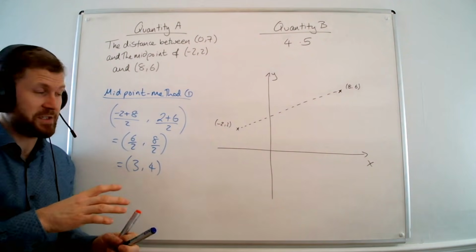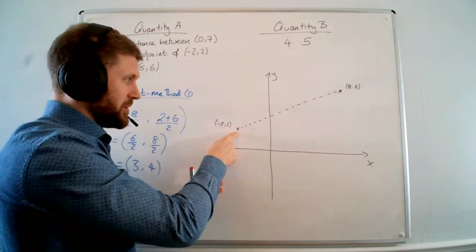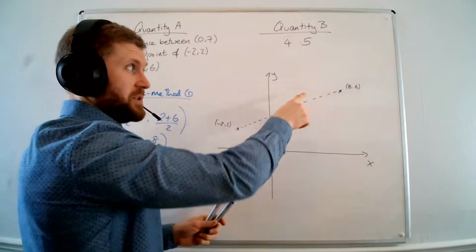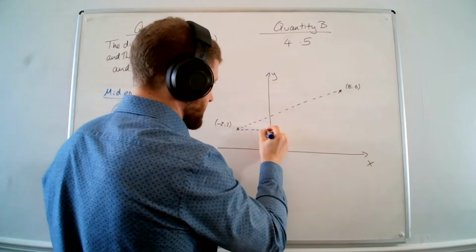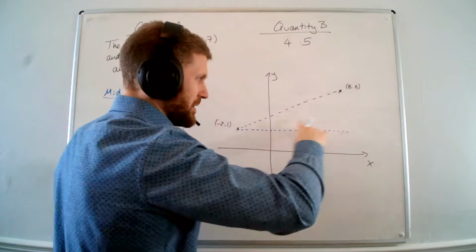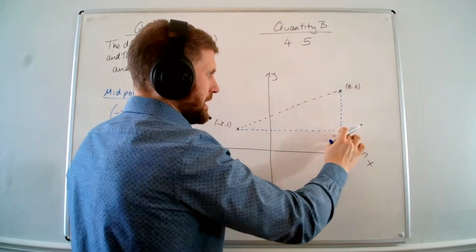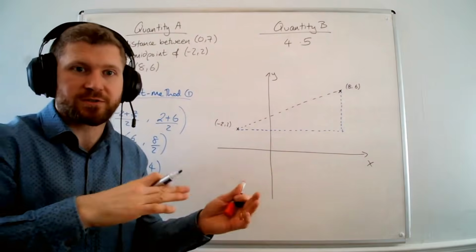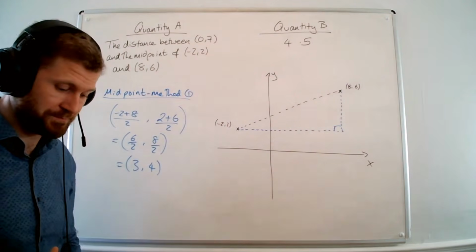The other way of doing this is a bit more visual. So if I take this diagram, I've got point 1 here at (-2, 2), point 2 there at (8, 6). And what I'm going to do is put a triangle. This line's going to run parallel to the x-axis, and this line will run parallel to the y-axis. And so because the x and y coordinates are at right angles to each other, I know that I've got a right angle triangle here.